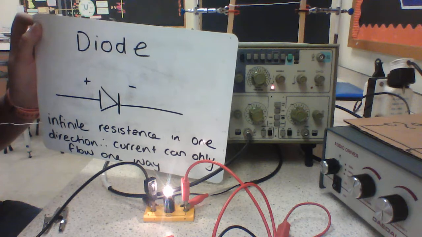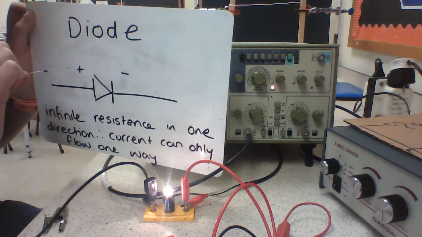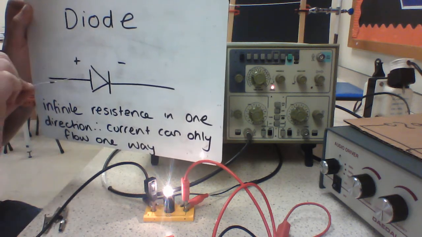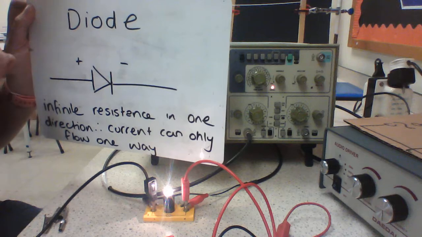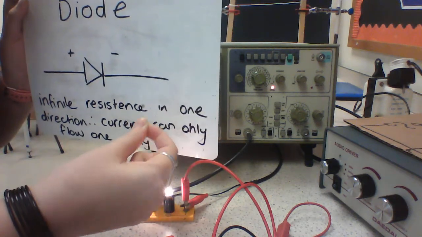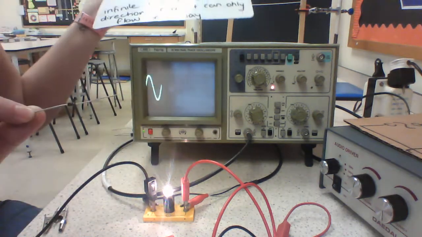A diode has infinite resistance in one direction. That means current can only flow in the other way. So current can only flow from positive to negative. The triangle shows you the direction of current flow. You do need to remember the symbol, and you need to remember that current can flow this way. It cannot flow that way. It's got infinite resistance in the reverse bias direction. So this is my diode.